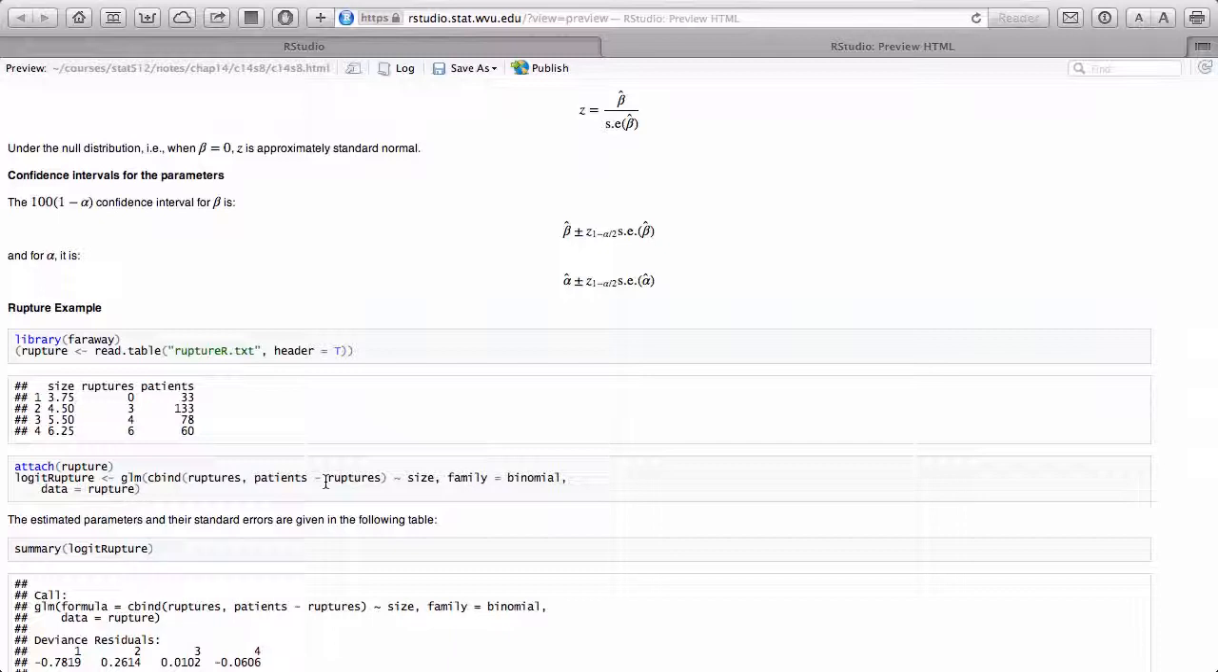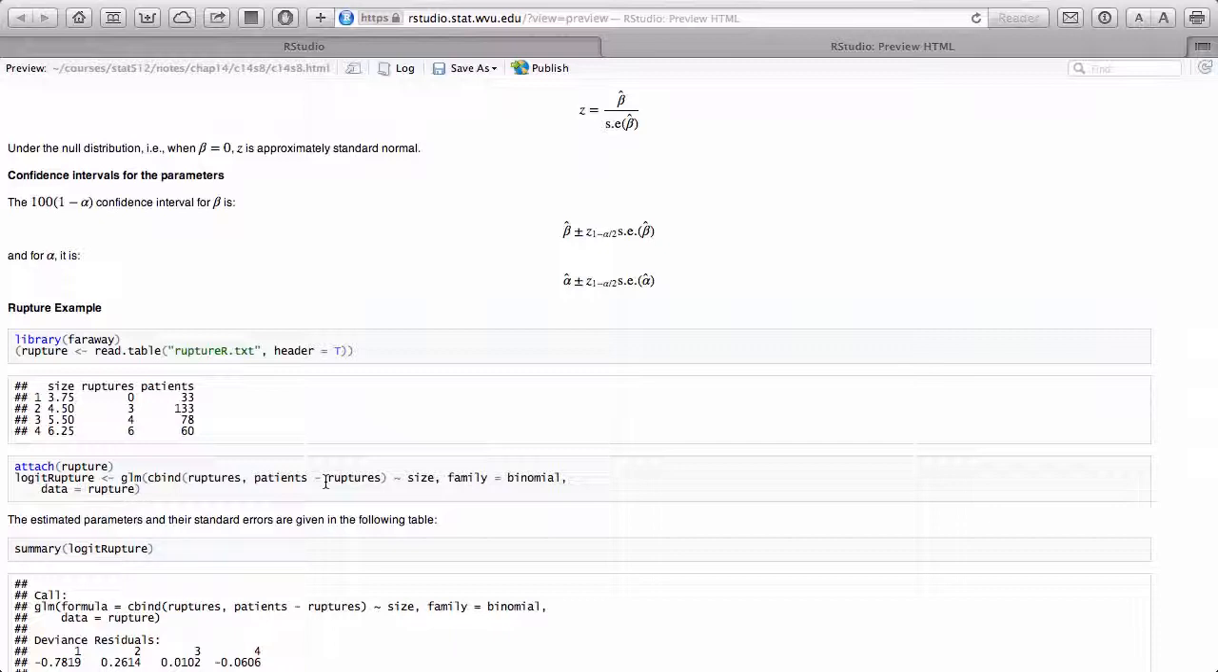So this is a binomial experiment. For each patient, you either get a rupture or you don't get a rupture. So you can view each row there as a binomial experiment. I'm just trying to give you a context for what we're going to be doing. So we have multiple binomial experiments. And we could put this in a 4x2 contingency table, just like that. Except for the fact that you wouldn't have ruptures and patients. You would have ruptures and non-ruptures. So that second column would be the patients minus the ruptures.